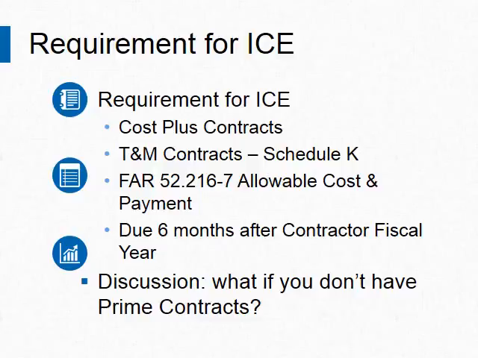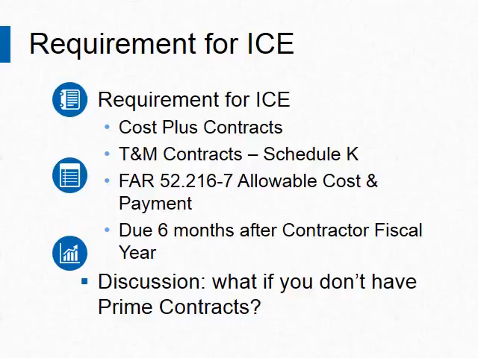What creates the ICE requirement is in FAR 52.216-7. That's called the Allowable Cost and Payment Clause. And we see allowable cost and payment on most cost-plus contracts. There's some other cases that it comes up. It could also be on contracts that are incrementally funded. But you just know that if it's cost-plus or T&M, or it has allowable cost and payment, that's the thing that's going to kind of open you up for having to prepare an ICE.